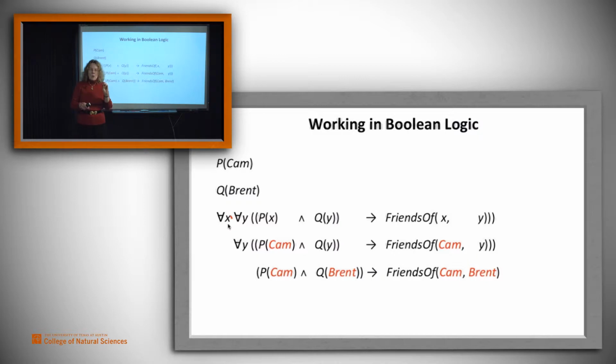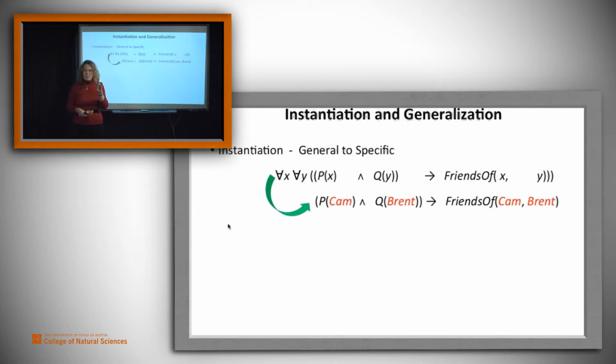Okay, so we have two quantifiers. We need two pairs of rules. In particular, we need for each of them an instantiation rule. The instantiation rule goes from a general claim to a specific one. So that's what we just did. We said, well, if the claim is true for all x and all y, then in particular it must be true of Cam and Brent. And we strip off the quantifiers and we get a Boolean expression.